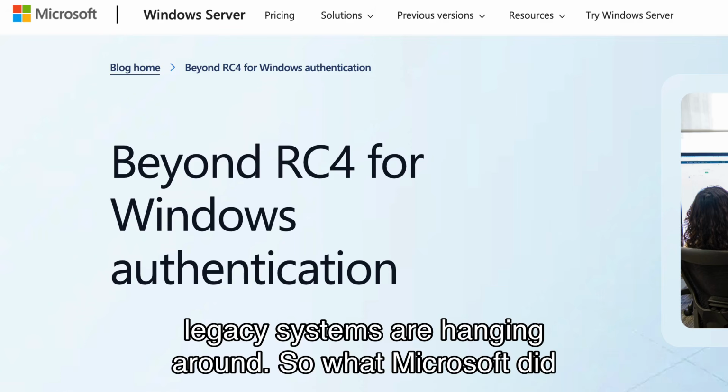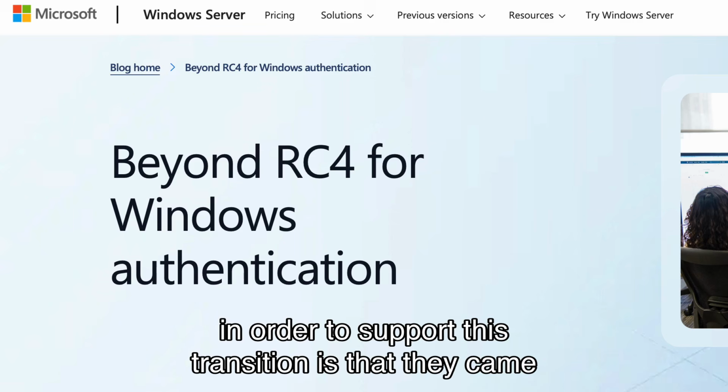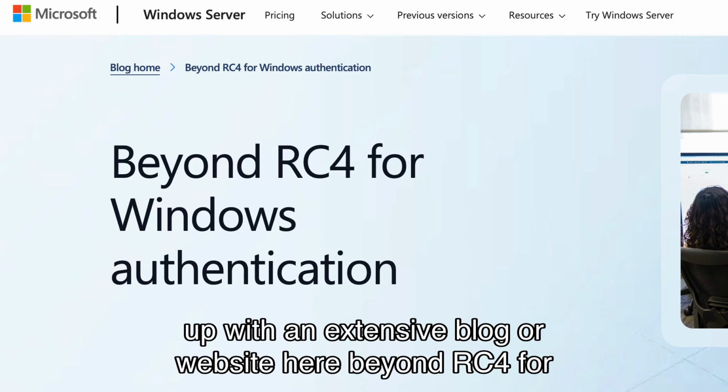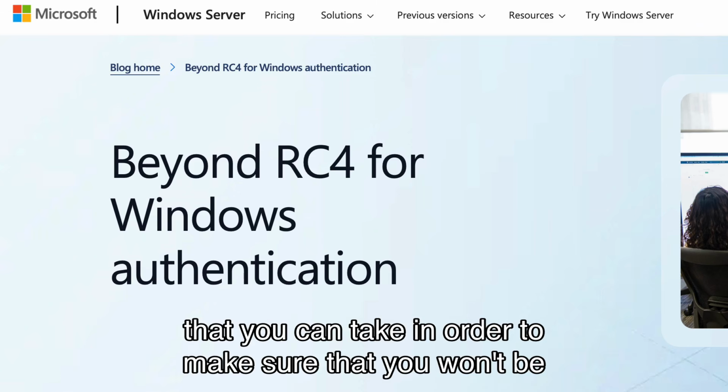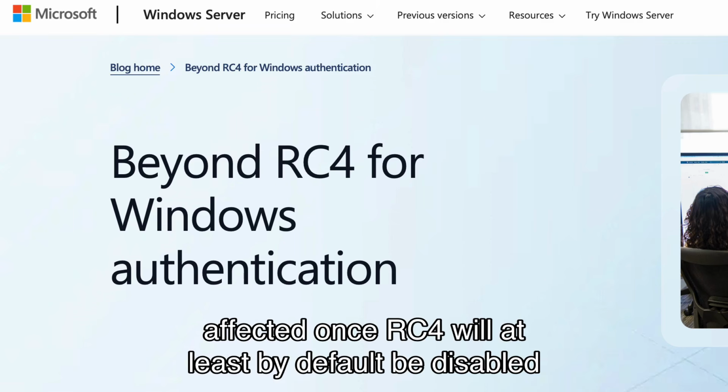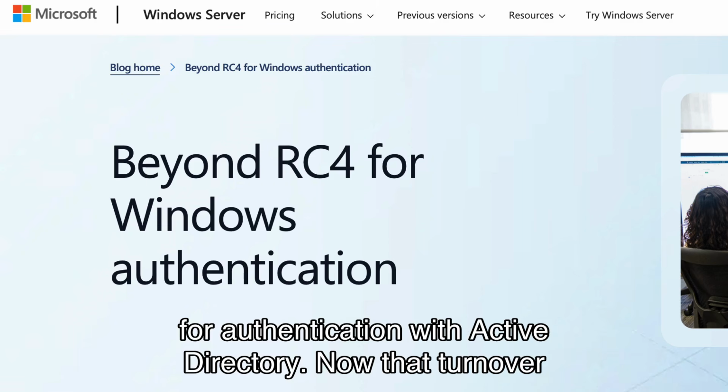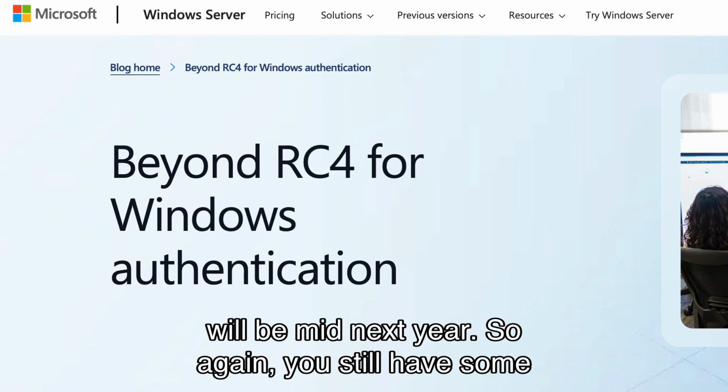So what Microsoft did in order to support this transition is that they came up with an extensive blog, a website here, Beyond RC4 for Windows authentication, that goes over some of the steps that you can take in order to make sure that you won't be affected once RC4 will, at least by default, be disabled for authentication with Active Directory. Now, that turnover will be mid next year. So again, you still have some time.